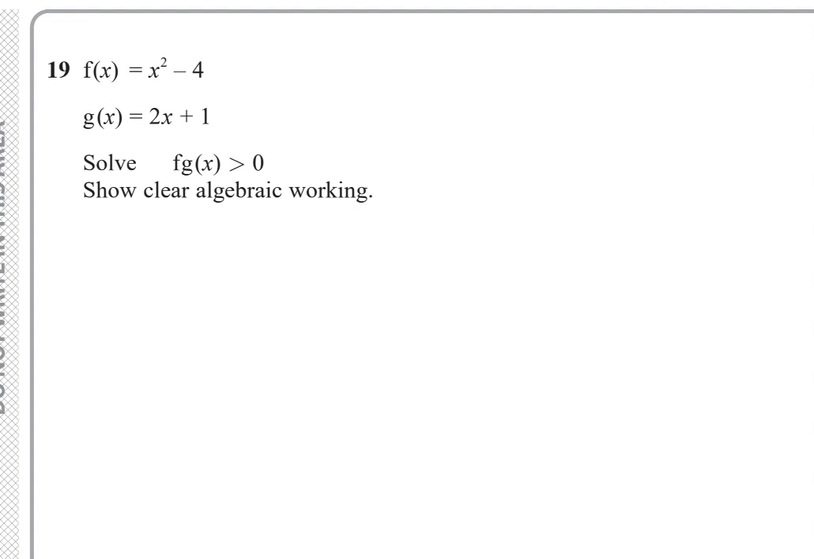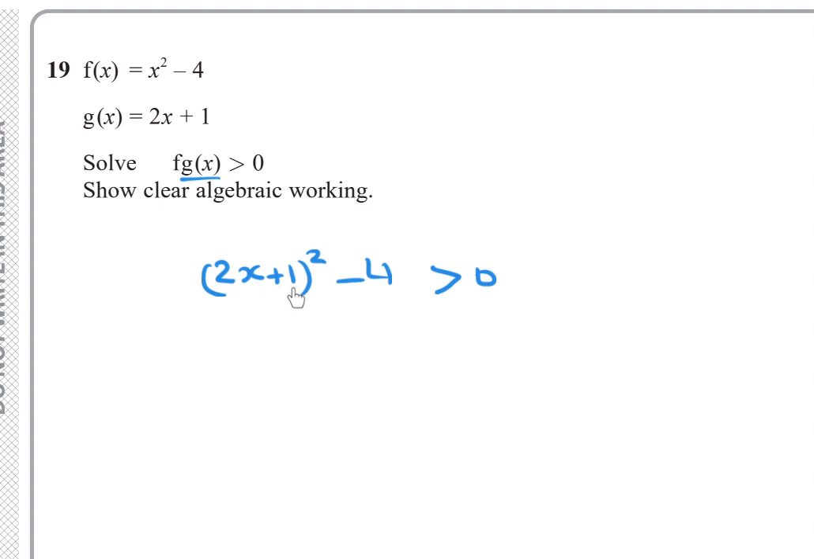19. If f(x) equals x squared minus 4, g(x) equals 2x plus 1. Solve if fg(x) is more than 0. For fg(x), substitute g into f. So 2x plus 1 squared minus 4. So substitute x in f by g. Now this is more than 0.